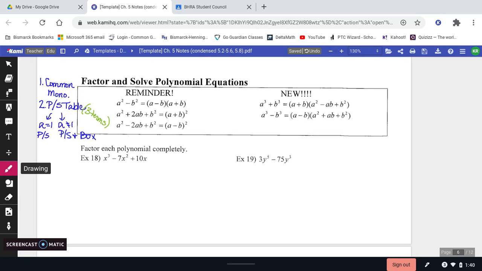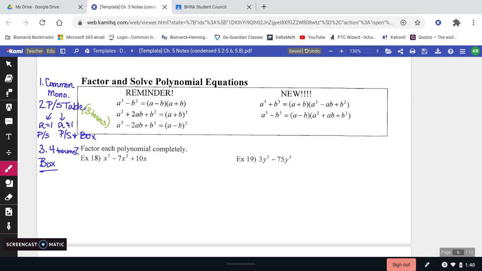Okay, then the next thing in this piece is kind of new. What if I have more than 3 terms? What if I have 4 terms? Okay, so if I have 4 terms, you're going to go to a box, okay, and then I'll show you how that works.